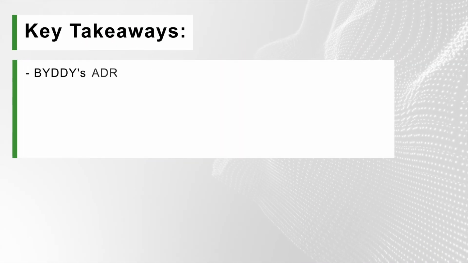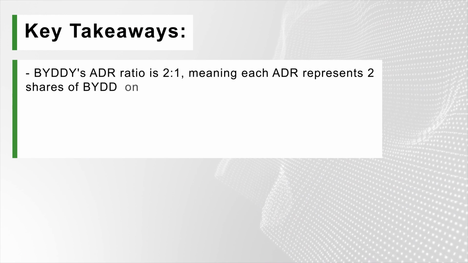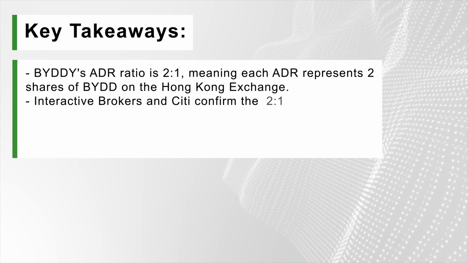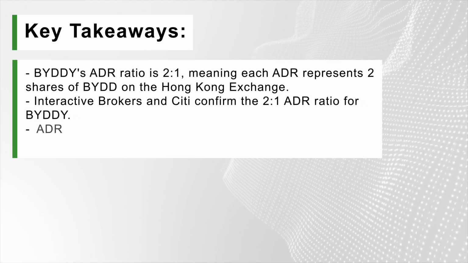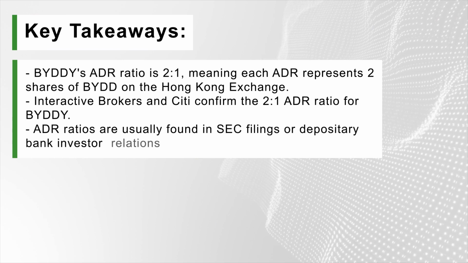In this answer, it's explained that BYDDY has an ADR ratio of 2.1, meaning 1 ADR equals 2 ordinary shares. This is confirmed by both Interactive Brokers and Citi. Typically, ADR ratios can be found in SEC filings or on the Depository Bank's Investor Relations page.